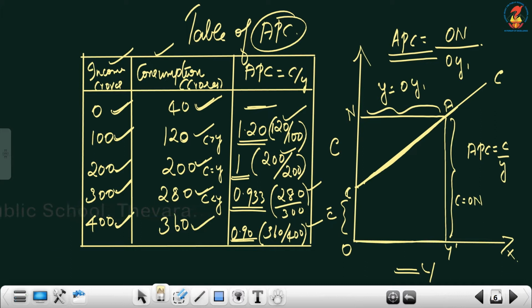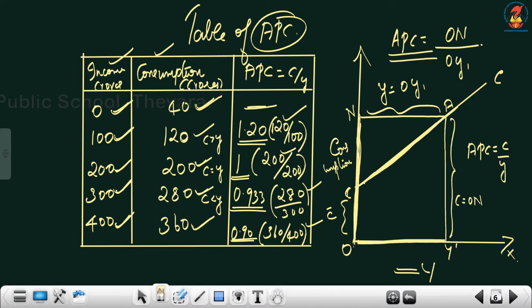Here, the level of income is represented as OY1, isn't it? And you can find that the consumption is represented here as ON, isn't it? This is the consumption. I will write it as consumption. Now, this is the consumption part. This area is the consumption part, and this is the income part. OY1 is the income part, and this is the consumption part, ON.